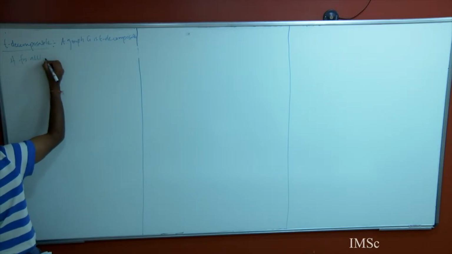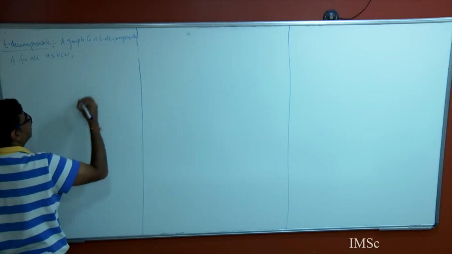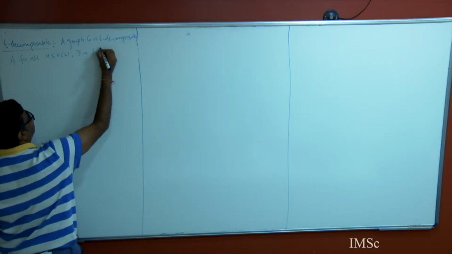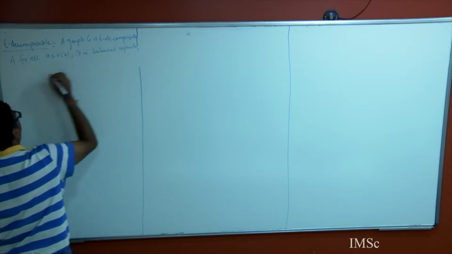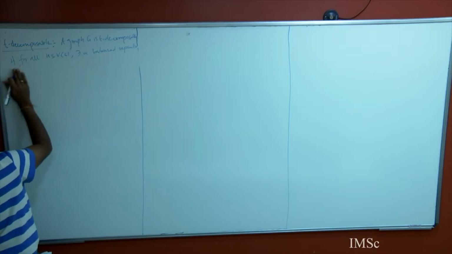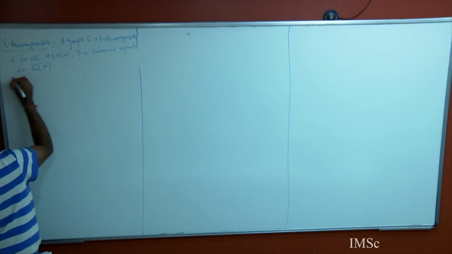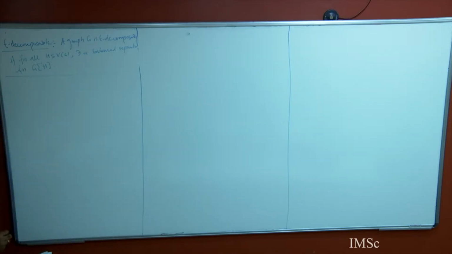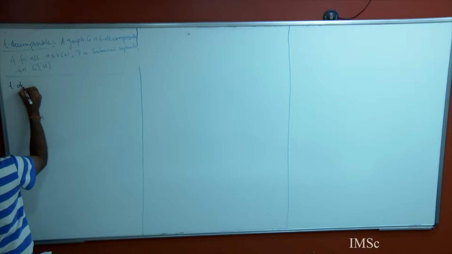for all H subset of Vg, there exists a balanced separator in the graph induced on H. This was my first definition, if you recall. And we fixed this definition and came up with another notion of T decomposable.